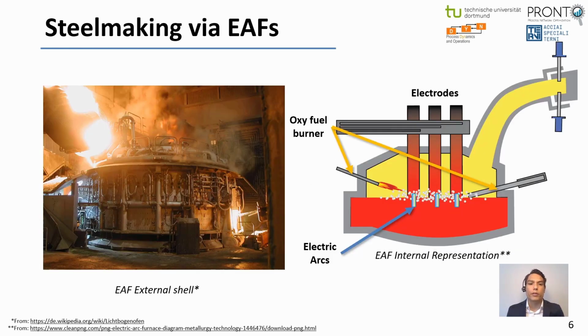And this is how it looks like. On the left-hand side, I show a picture of the external shell of a fully operative electric arc furnace. And on the right-hand side, I show a representation of the interior of the furnace itself. So we see the electrodes, which are used to introduce current into the furnace and to create the electric arcs, which are the main source of energy for the process.